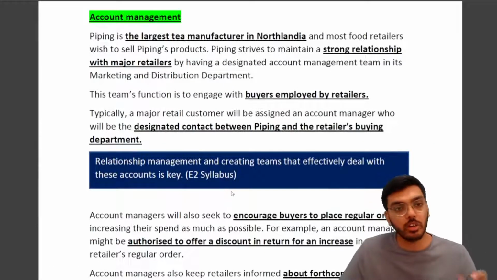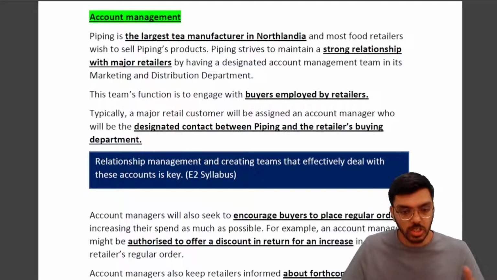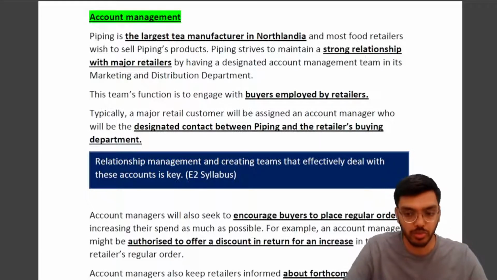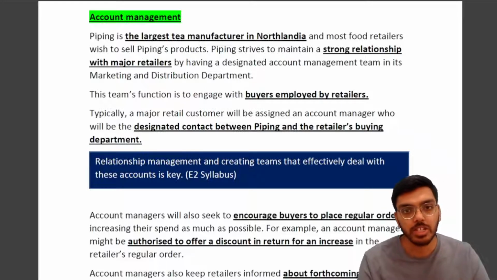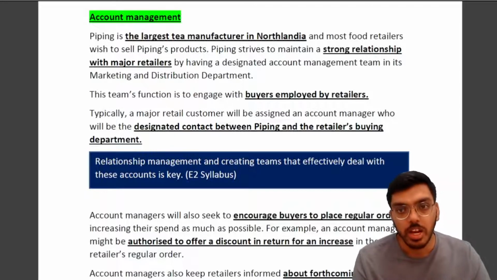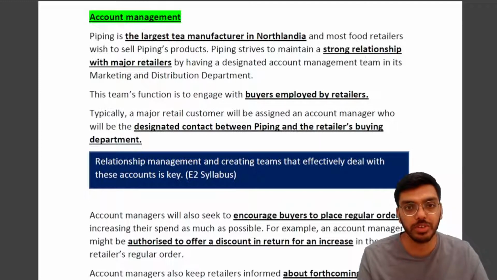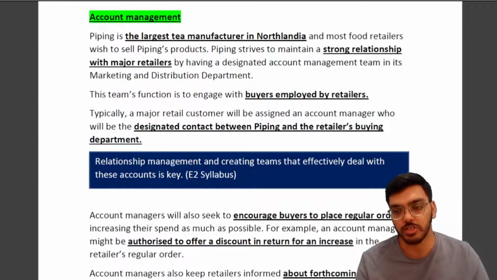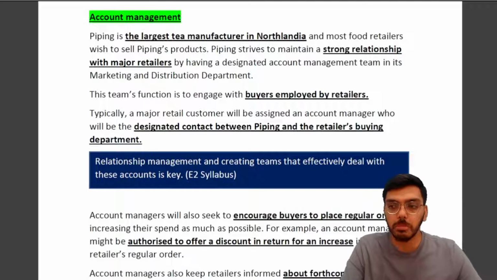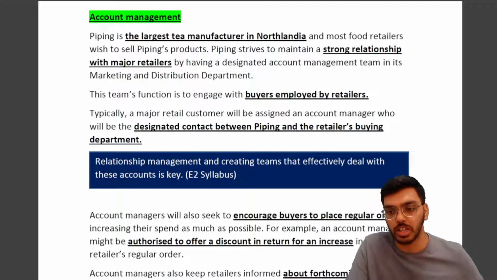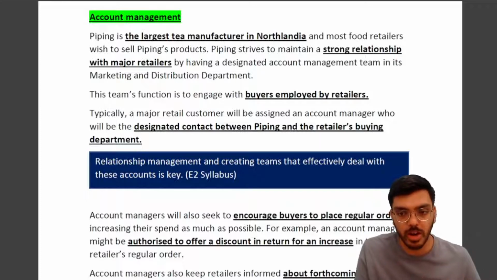The second function of this marketing and distribution department is account management. So they deal with advertising plus they deal with account management. Piping is the largest tea manufacturer in Northlandia, and most food retailers wish to sell Piping's products. Piping strives to maintain a strong relationship with major retailers by having a designated account management team in its marketing and distribution department. So they want to be present and they want to have a good relation with supermarkets as well, retailers as well, because that's where the majority of our tea is selling.